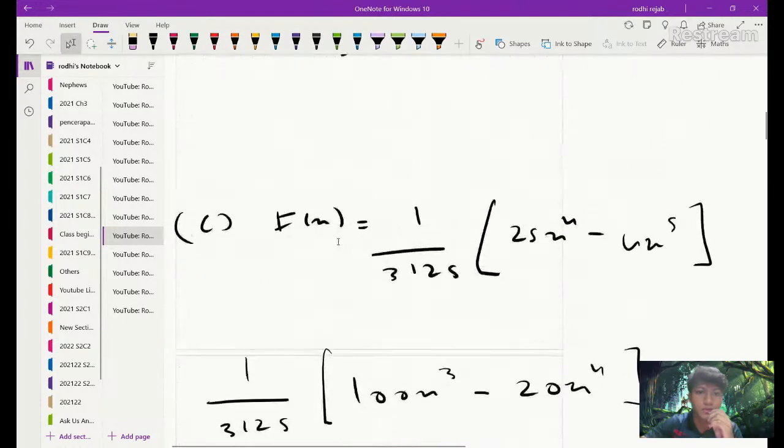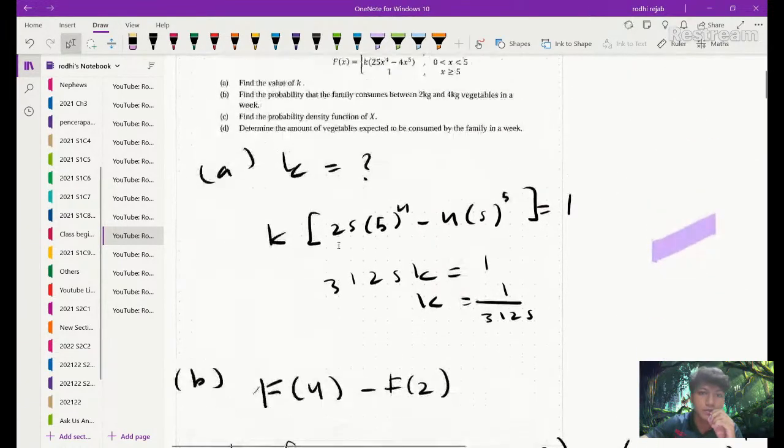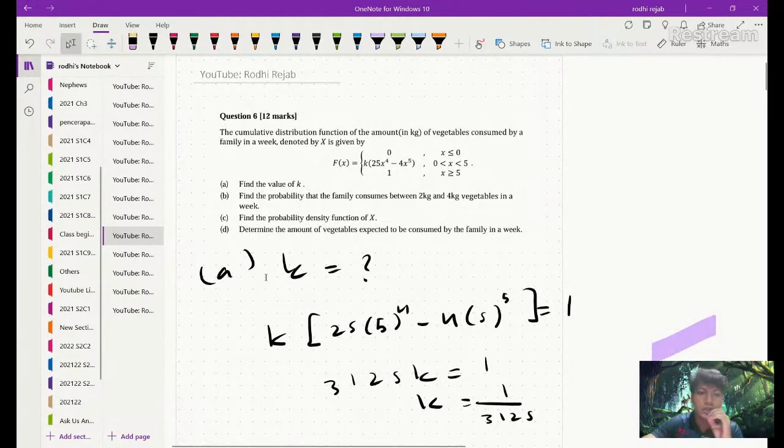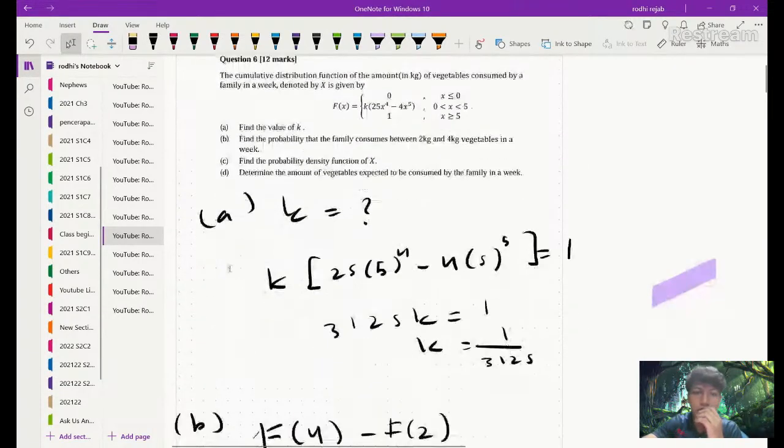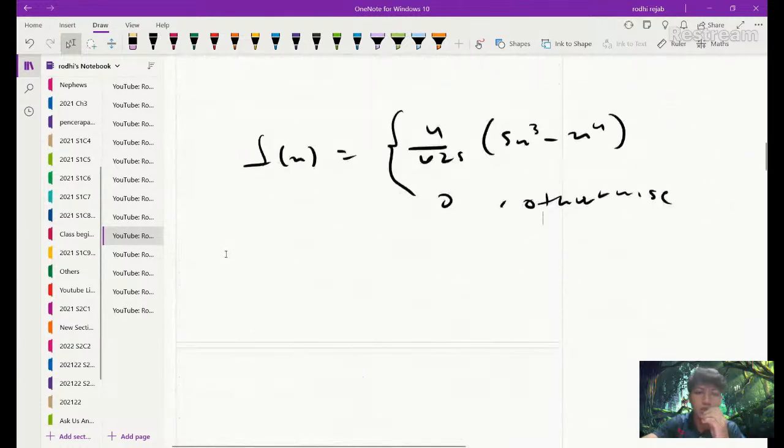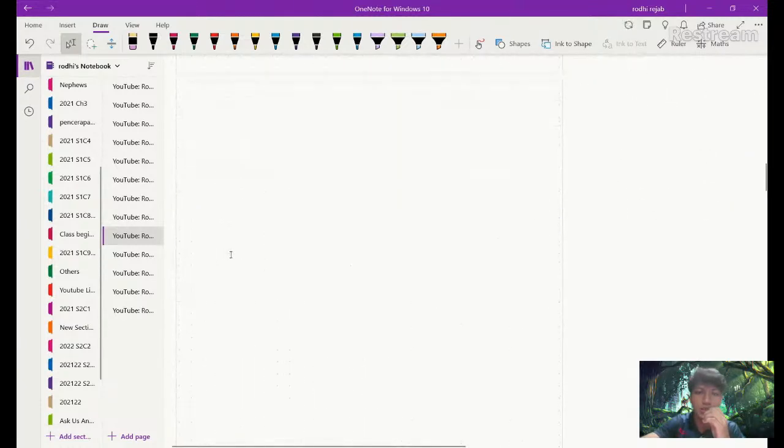For D, the question is to determine the amount of vegetables expected to be consumed by the family in a week. So we have to find the mean.